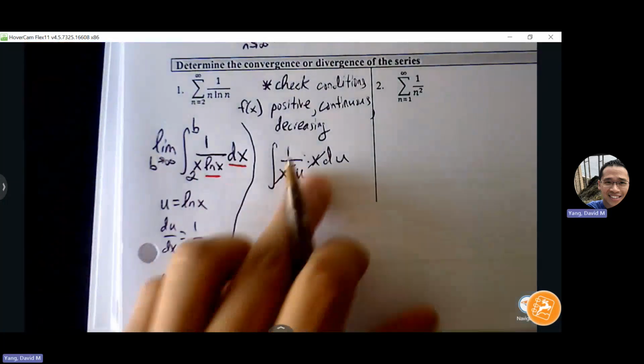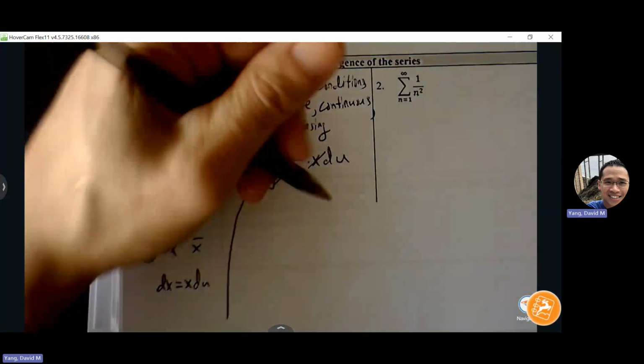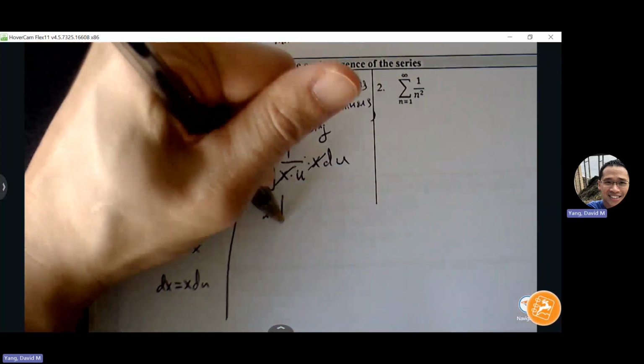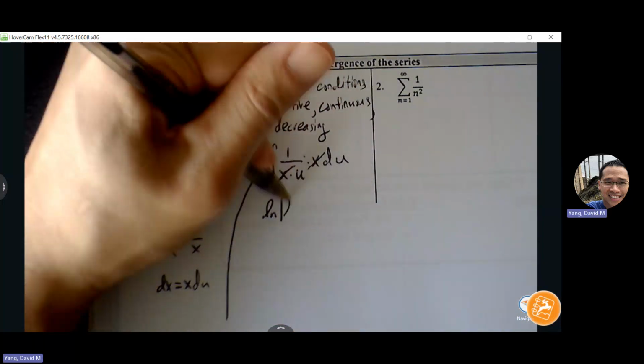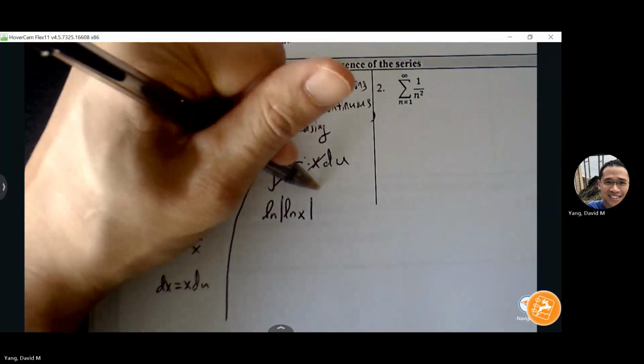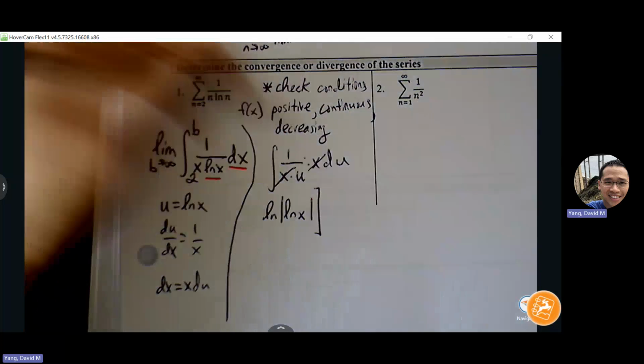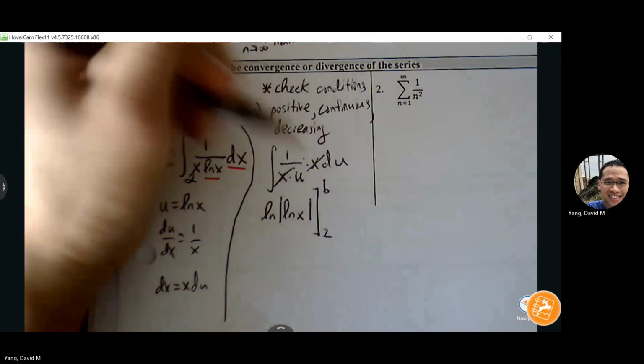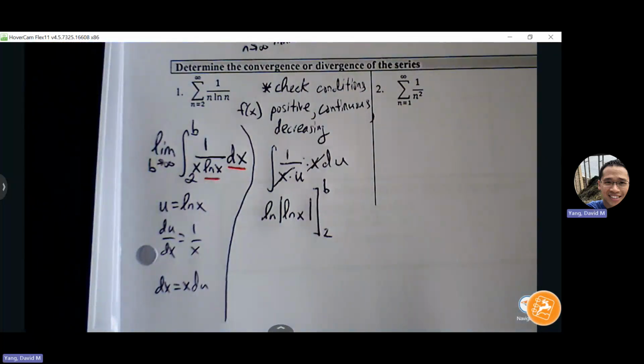The x's cancel out. We have a rule, which is natural log. So natural log absolute value of u, which is natural log of x. Okay. We have our antiderivative. We can now plug in our upper and lower bounds.